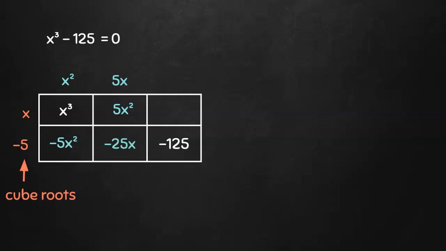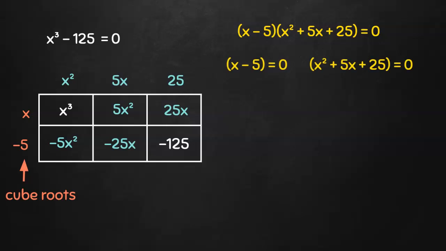And then the bottom box. Again, that diagonal must cancel, so you have a positive 25x and then a positive 25. As you write your factors, you have x minus 5 and then x squared plus 5x plus 25. Now again, setting each factor equal to 0. With the first equation, you can add 5 to both sides and get x is equal to 5. However, in the second factor, we don't have the ability to factor that more.